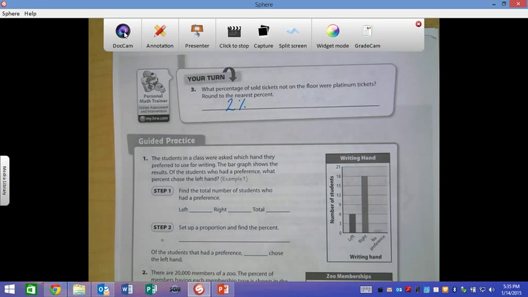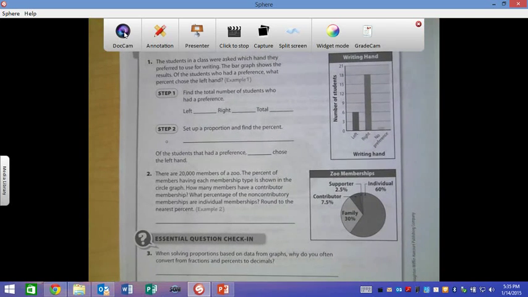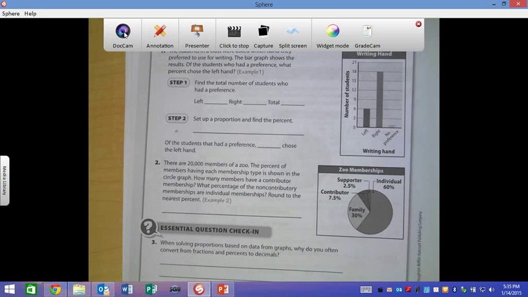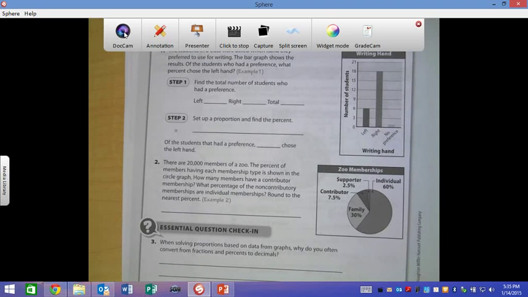Now, your assignment for this section is to complete the guided practice. Use the work that you have done in the first 2 examples in order to help you answer these questions. Good luck!